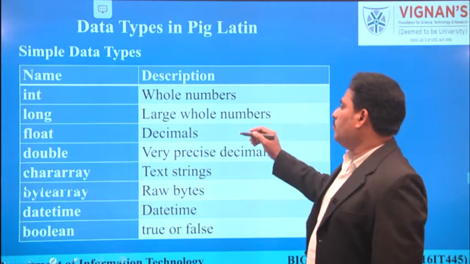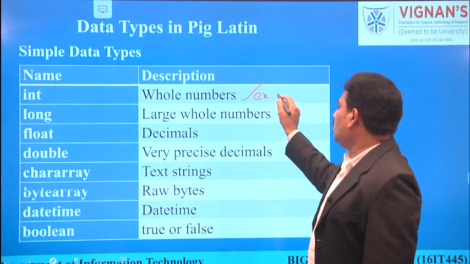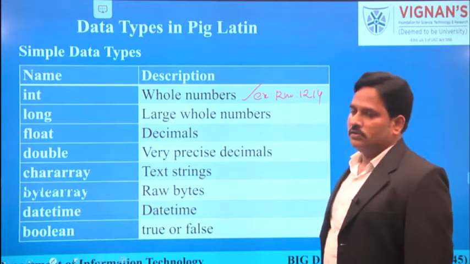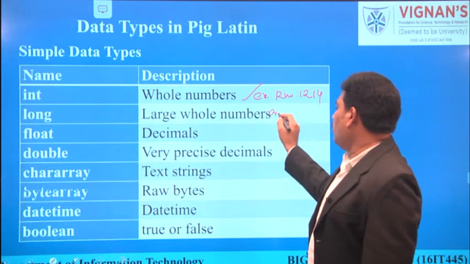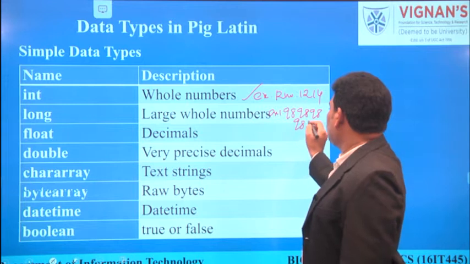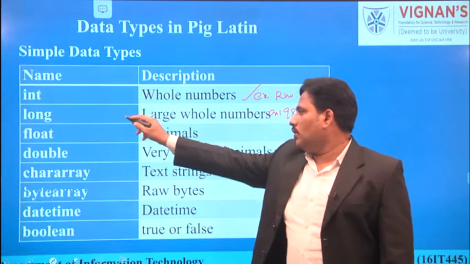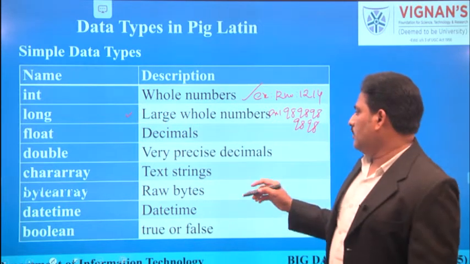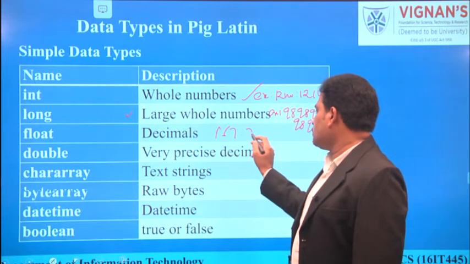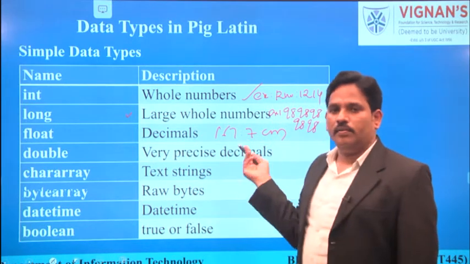If you want to declare a whole number, we can use integer. Let us take the roll number of a student, 1214. Now we can use integer. Now if you want to write a phone number, a mobile number of a student, then it's a very large whole number. We can use long. If you are having a decimal number like the height of a student, 167.7 centimeters, then it can be written as a decimal.